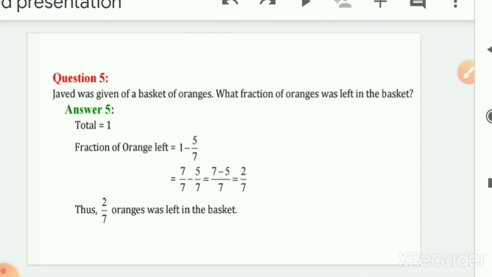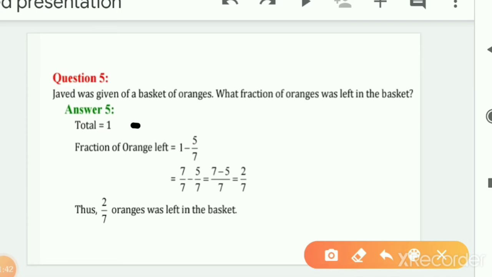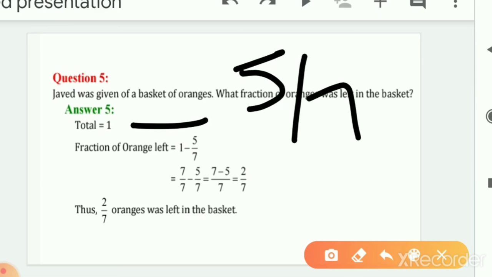So whenever such type of questions come, what you have to do, only one number is given to you, just subtract that number from 1, because it is asking how much of the fraction was left in the basket. If we are given 5 by 7, so we will subtract it from 1. So we have total 1, and the fraction Javed was given is 5 by 7, and the fraction of oranges left will be 1 minus 5 by 7.